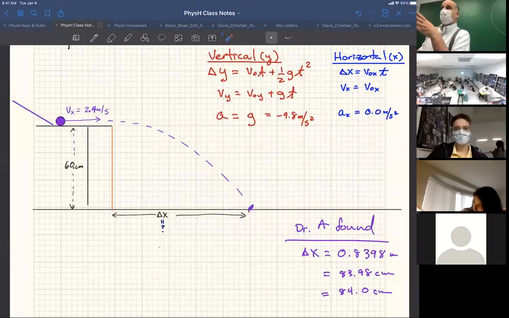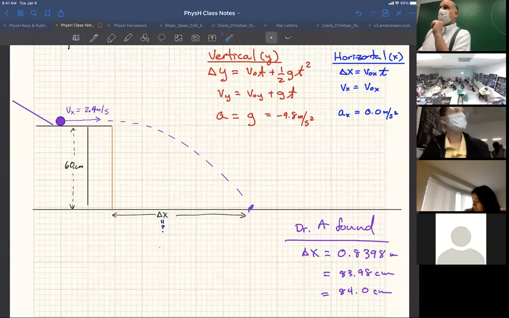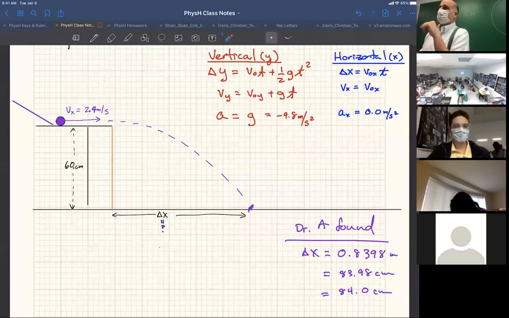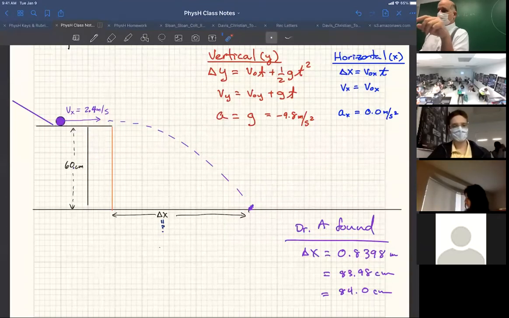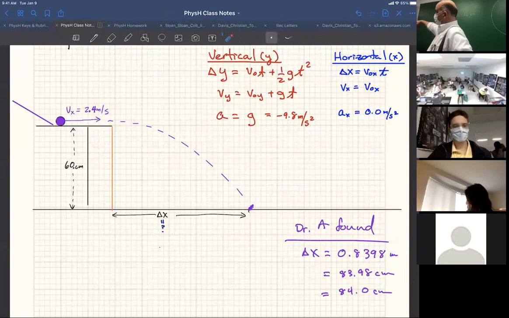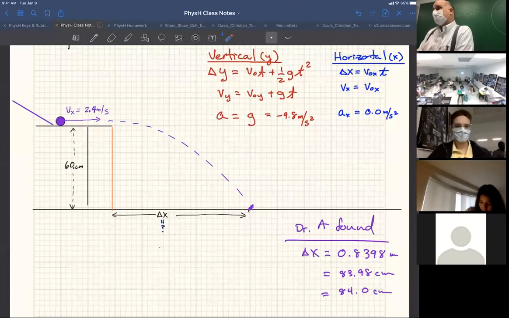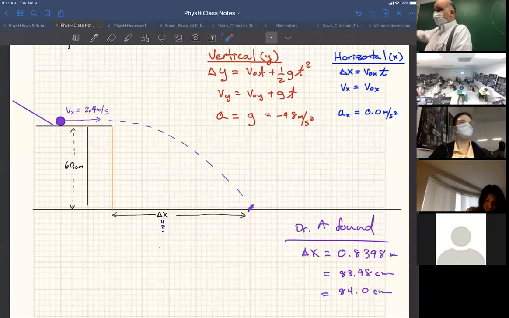The other reason that people will mess up is often units, just like the engineer who messed up on the Mars probe calculation. So a good thing to do right now, at least before Wednesday, is to solve this problem. Given that you have a ball that's rolling 2.4 meters per second and that the table is 60 centimeters high, solve for delta x.